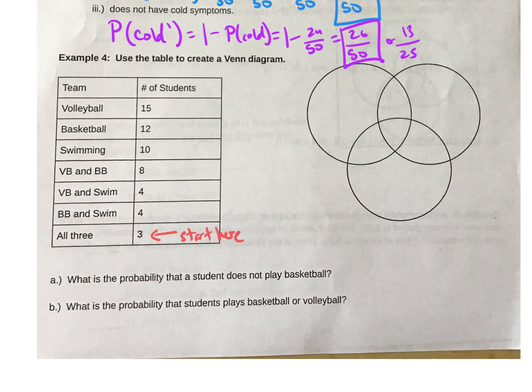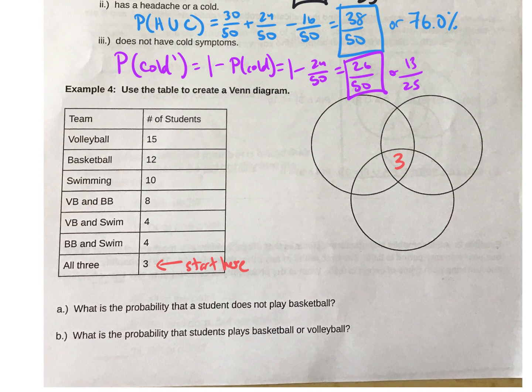So I'm going to put 3 in the middle, the intersection of all 3 circles. And let's have this top left circle represent volleyball students, the top right basketball, and the bottom represent swimming students. So you always first want to start with all 3 intersection, and next you would go with the intersection of just 2 of them. I'm just going to go bottom to top.